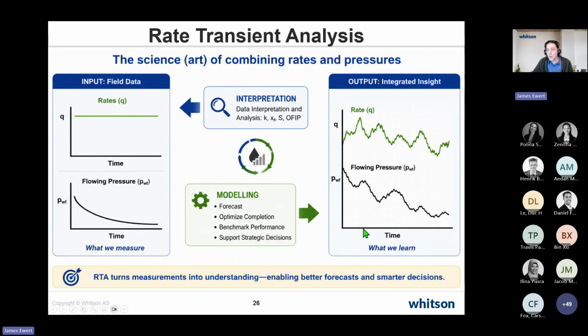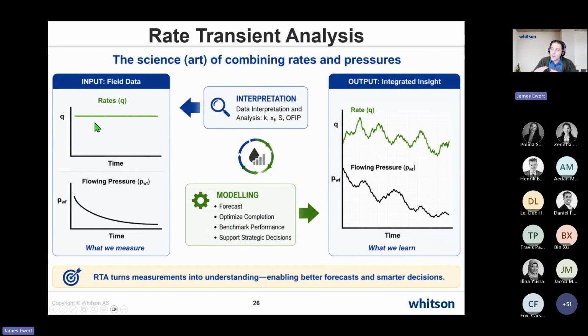Now let's look at this a slightly different way. On the right-hand side, I have raw data. Okay, now raw data can be messy. Typically it bounces up and down quite a bit. What I'm saying to you is that that second bucket, interpretation, what we're doing is we're taking this raw data and we're trying to extract out that reservoir signal.